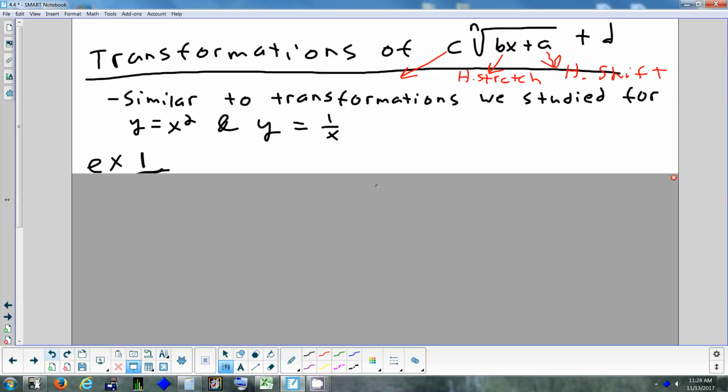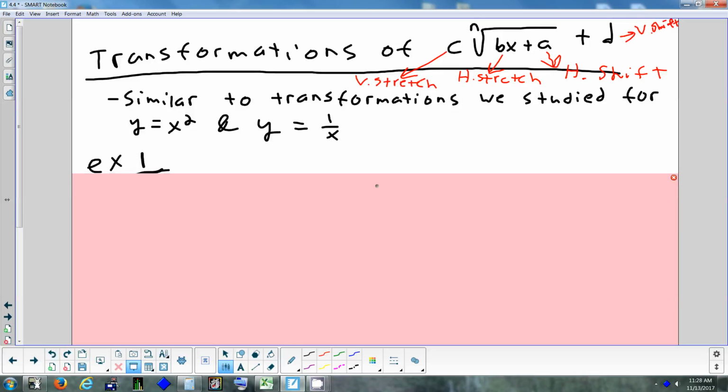So what do you think C would do? We're multiplying by a number, but it's outside. Vertical stretch. That's your vertical stretch. And D, you're adding or it could be subtracting, but it's outside the function. Up or down? So that's your vertical shift, either up or down.